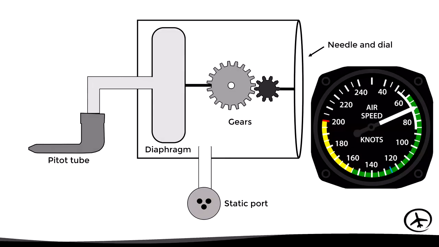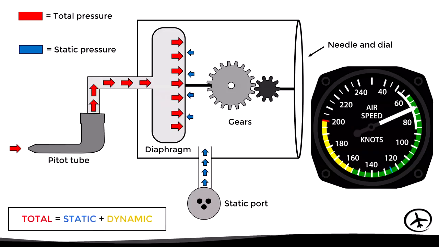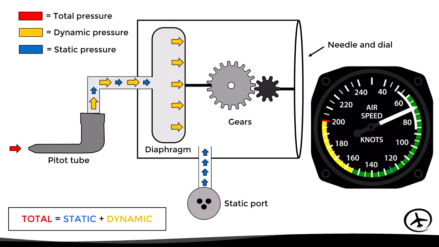The static port allows the whole case to be filled with static pressure, while the pitot tube causes the diaphragm to fill with total pressure. This means that the total pressure inside the diaphragm tries to expand it, while the static pressure in the case tries to contract that diaphragm. Now, as we will remember, the total pressure is static pressure plus dynamic pressure, so we can express it as a combination of these two pressures. This results in that part of the pressure inside the diaphragm is dynamic and part is static. And as the static pressure inside the diaphragm is the same as outside of it, they can be cancelled out.